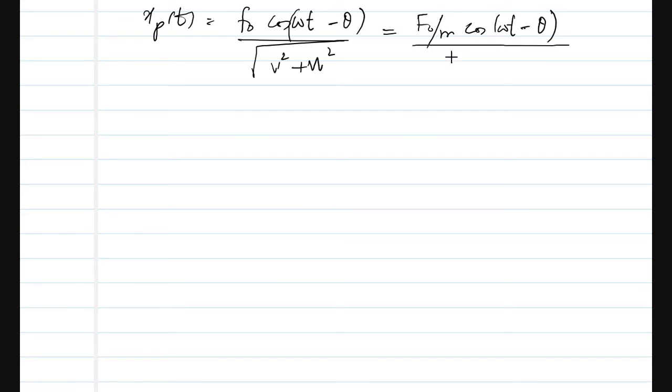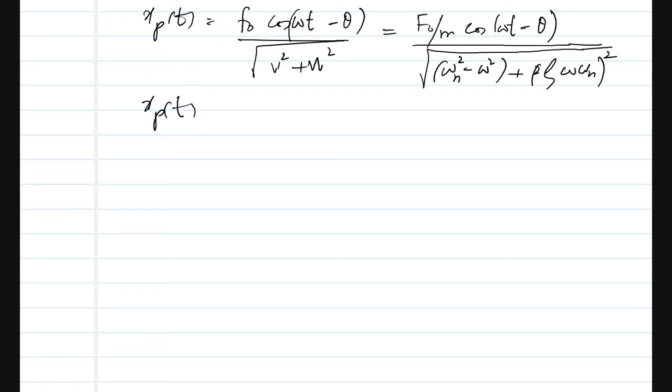divided by square root, and this v is omega n square minus omega square, plus 2 zeta omega omega n whole square. This is our xp of t, the particular solution.